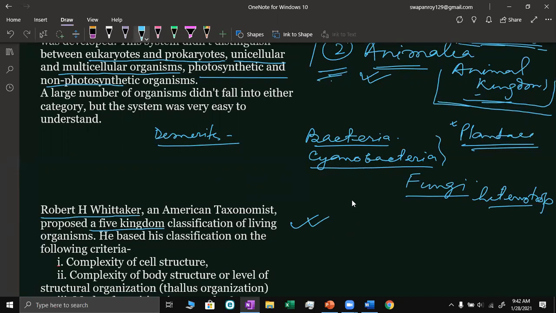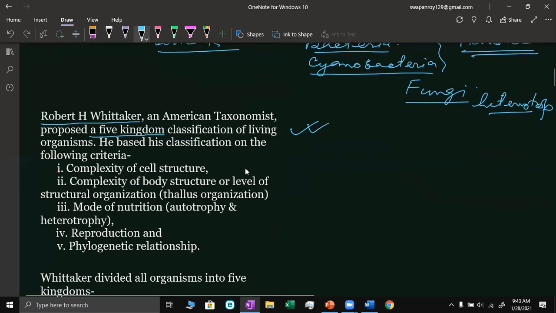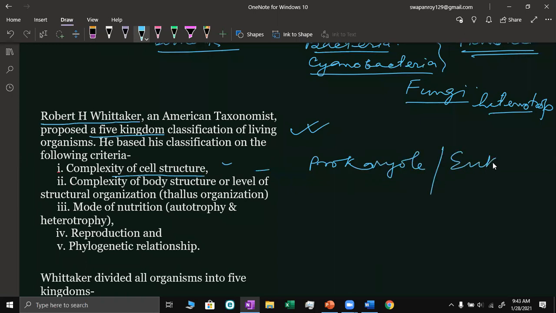Here all those larger groups are five, and in this classification the criterion, that is the character that was taken under consideration, was first the complexity of the cell structure. Cell structure here mainly whether it is prokaryote or it is eukaryote. So prokaryotes have been kept separate from the eukaryotes. So in this classification, the prokaryote and eukaryote have been separated.